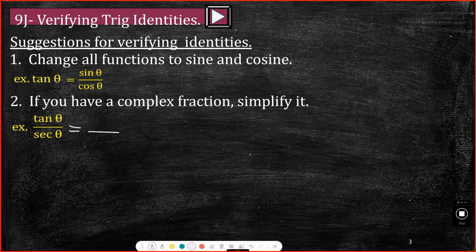From suggestion 1, what do we change tangent theta to? Sine theta over cosine theta. So we already are using suggestion 1. Now what's secant theta equal to? We're still going to be using, change everything to sine and cosine. We're still going back to 1. What is secant theta equal to? 1 over what? 1 over cosine theta, yes.